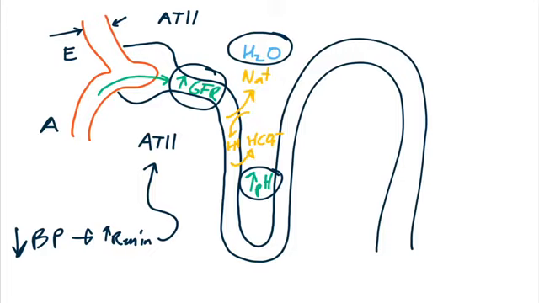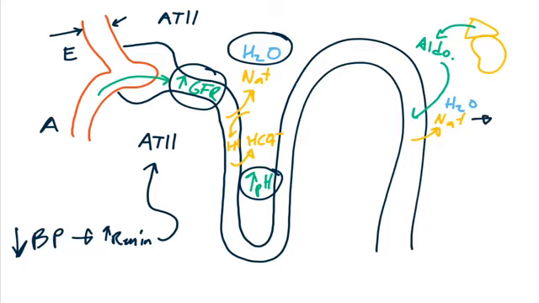Angiotensin 2 also upregulates the release of aldosterone from the adrenal glands. So I will draw the kidney here, adrenal gland here, and aldosterone is released from the zona glomerulosa. So I'll just write aldo. Aldosterone then acts on the principal cells to increase the reabsorption of sodium and the reabsorption of water, because water follows sodium. This increase in water reabsorption will lead to increased blood pressure.